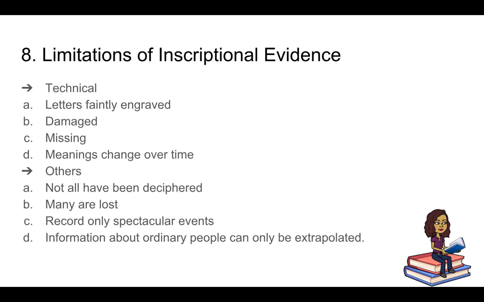There are some other kinds of problems also. For example, of all the inscriptions that have been found, only a fraction have been deciphered. Many inscriptions are lost. Inscriptions only record spectacular events or royal edicts, but they hardly ever give us a glimpse into the day-to-day life of common people. So information about the common people can only be extrapolated perhaps from donation inscriptions in temples, or through land grants, when they are just mentioned in passing.